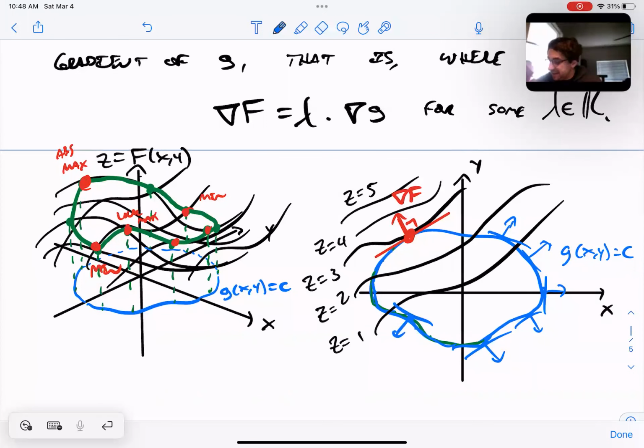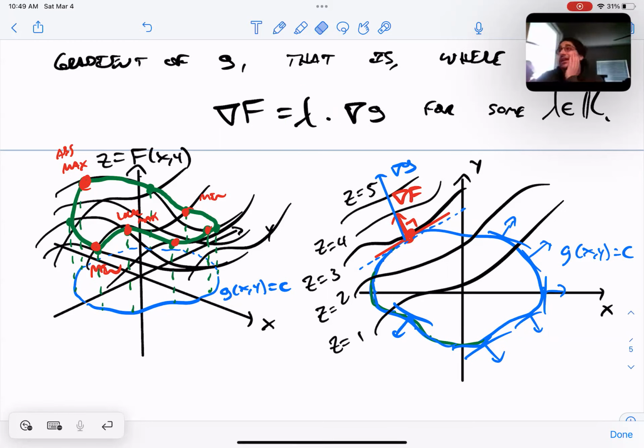So then what's going to happen here? The tangent line to g and the tangent line to the level curve of f are going to be parallel, therefore their gradients are parallel. They don't have to be the same magnitude. You can have one be longer than the other. That's why we allow this lambda to stretch them to make them the same. It's just a convenient way to represent this.